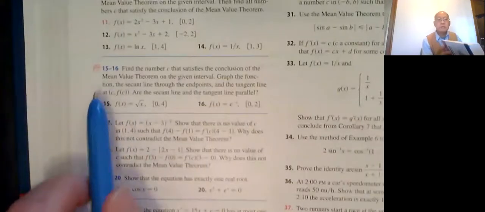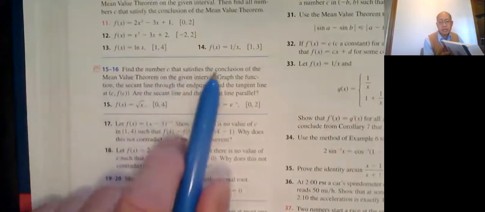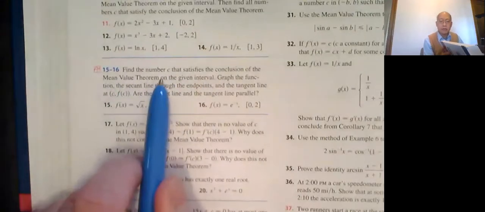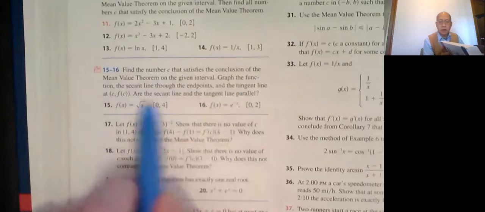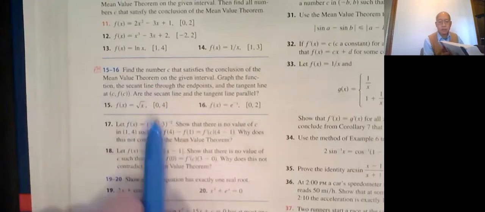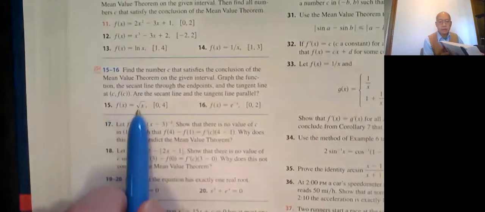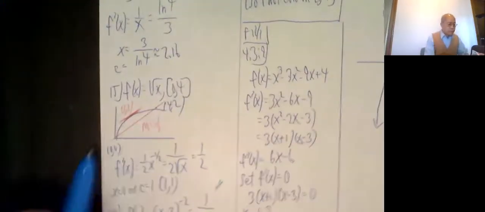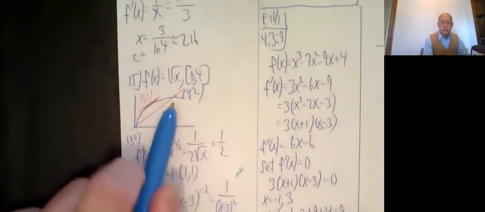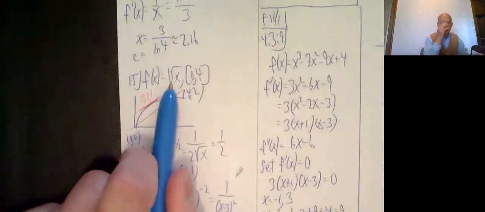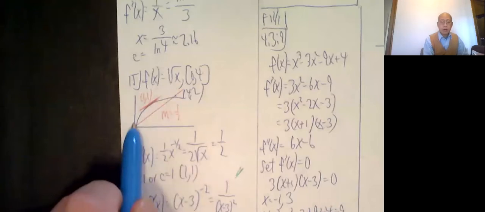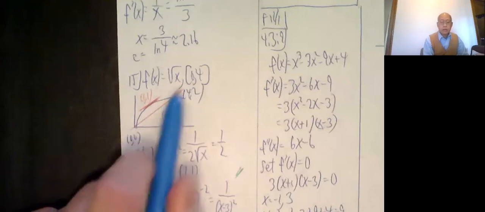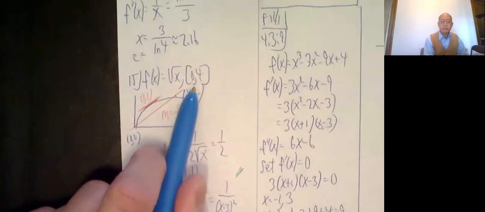Okay, and 15, find the number C that satisfies the conclusion of the mean value theorem on a given interval. Technically you don't have to graph it, but I graph it just for teaching purposes. Let's just find it. So f of x equals radical x on the closed interval from 0 to 4. Okay, we know it looks like this. We can take its derivative. So it's differentiable on open 0, 4 and continuous on bracket 0, 4.